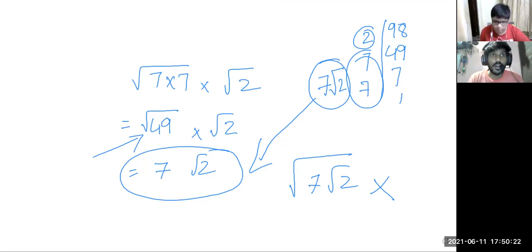Done, sir. Also, one more thing, put equal to signs here. You have not put equal to sign anywhere. Put equal to signs everywhere.